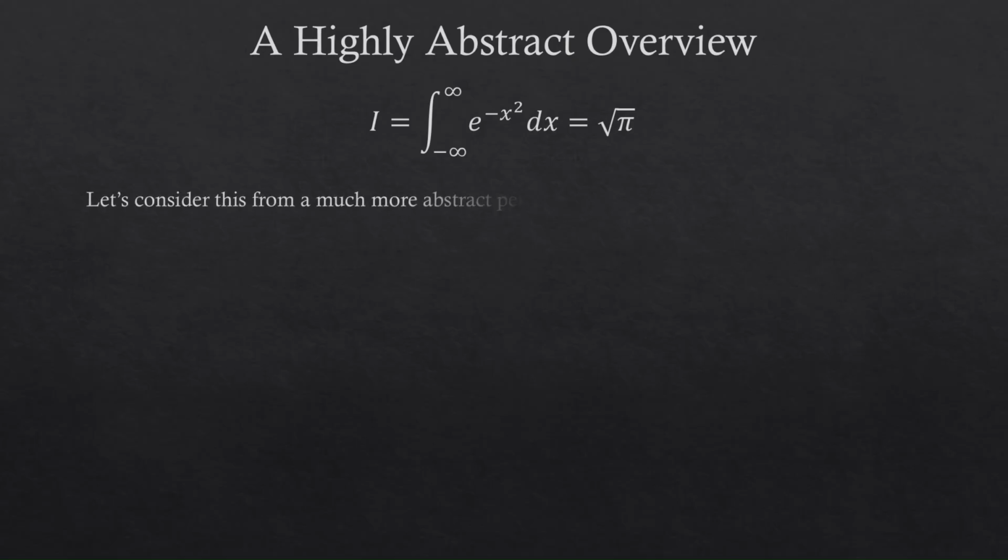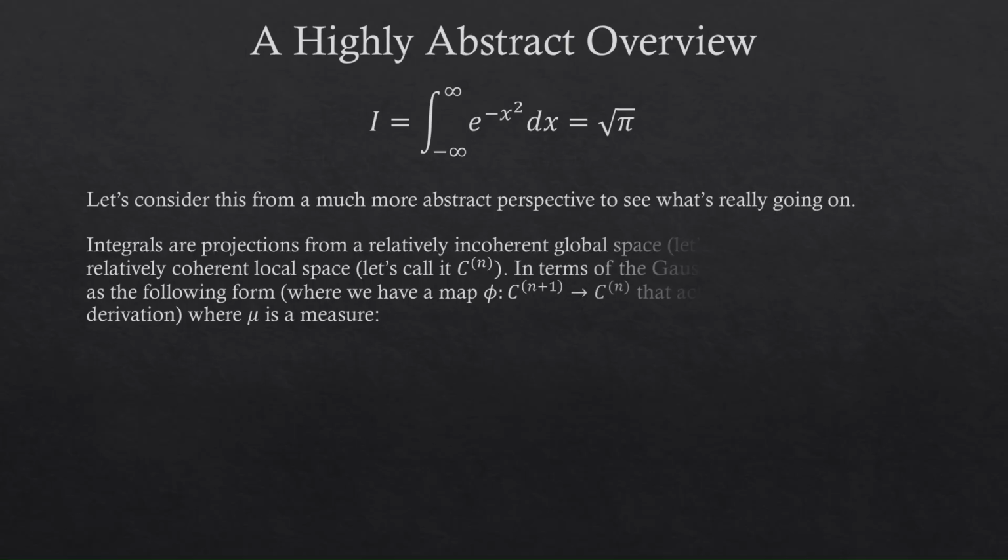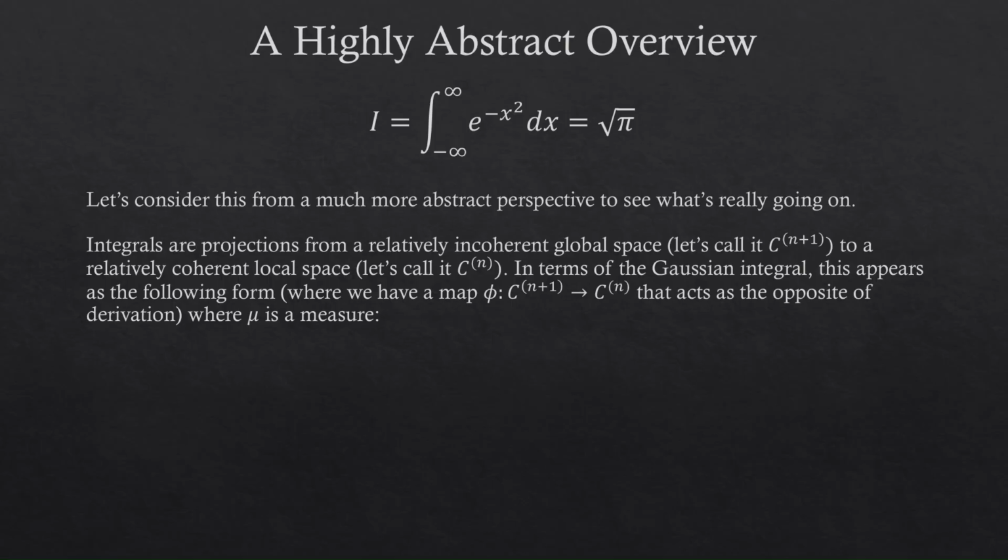Now let's consider this from a much more abstract perspective to see what's really going on. Integrals are projections from a relatively incoherent global space, let's call it C_{n+1}, to a relatively coherent local space, let's call it C_n. In terms of the Gaussian integral, this appears as the following form, where we have a map phi from C_{n+1} to C_n that acts as the opposite of derivation, where mu is a measure. So the integral over phi of e to the negative x squared through the measure on x.